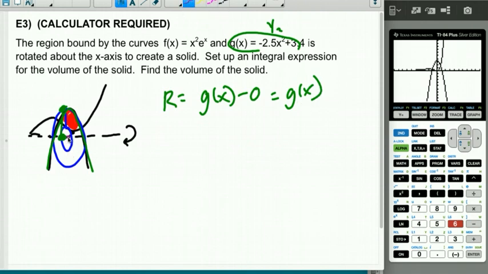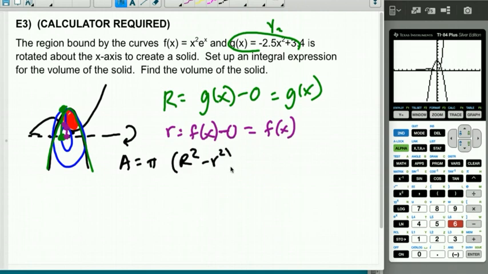The little radius is going to be from the axis of rotation to that bottom curve. So the little radius is going to be the bottom curve, which was f of x, minus the bottom of that line. So this curve minus this line. So I'm going to get f of x, which means that the area of this thing is pi big R squared minus little r squared, or pi g of x quantity squared minus f of x quantity squared, right?